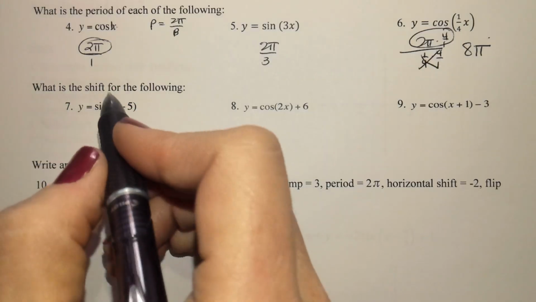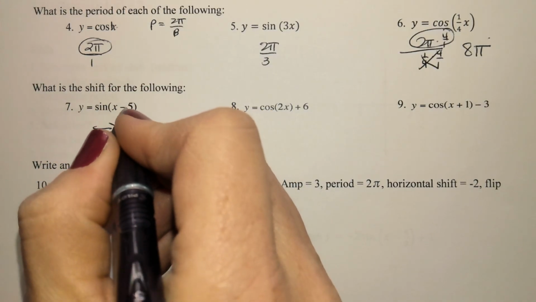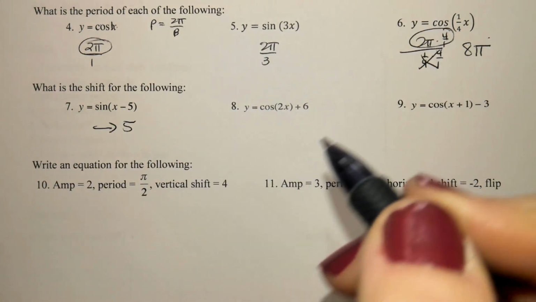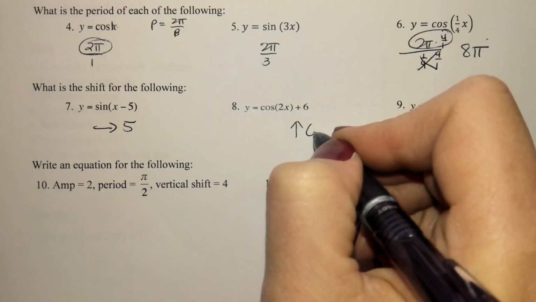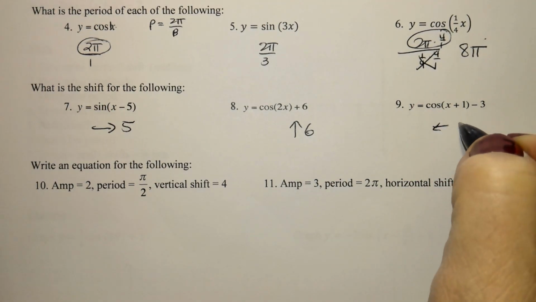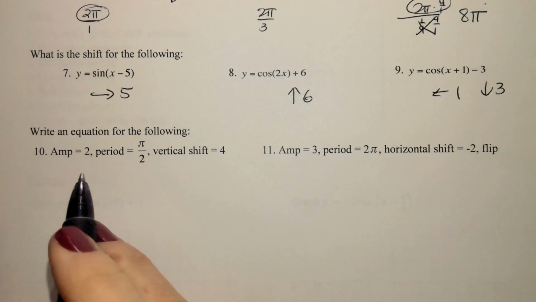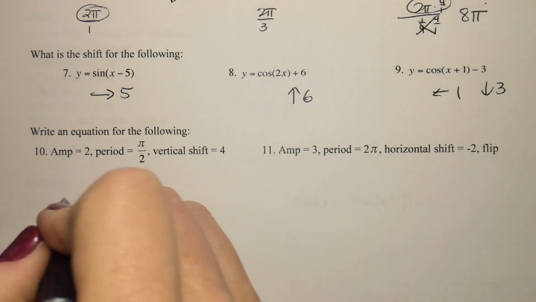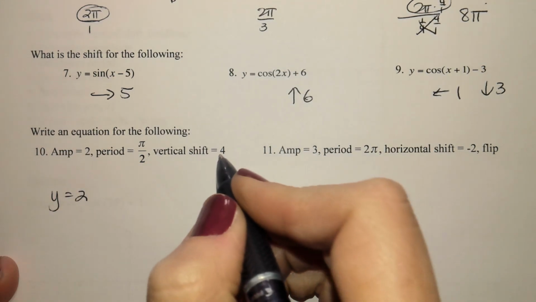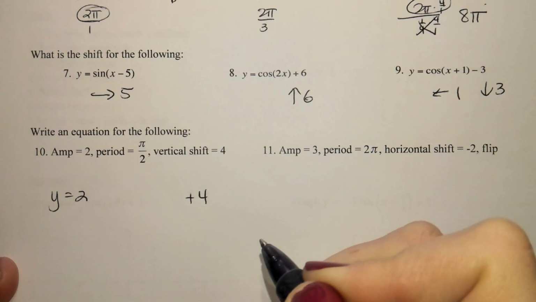What is the shift? When there's a number inside, it shifts to the right or left. This one's right because it's negative. This 6 moves you up 6. This 1 moves you left 1 and then down 3. The last two, we're just going to put all these pieces in where they belong. So amplitude goes first. Vertical shift goes on the end.